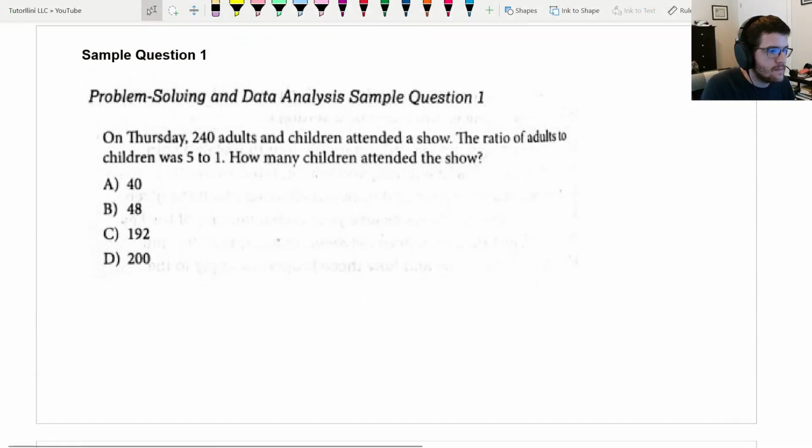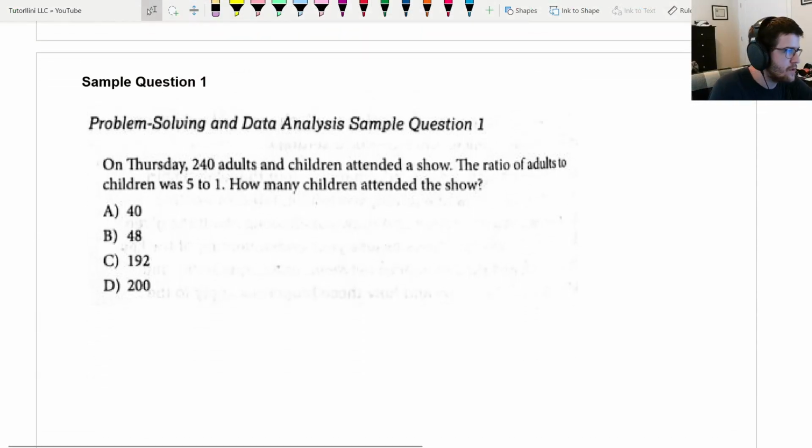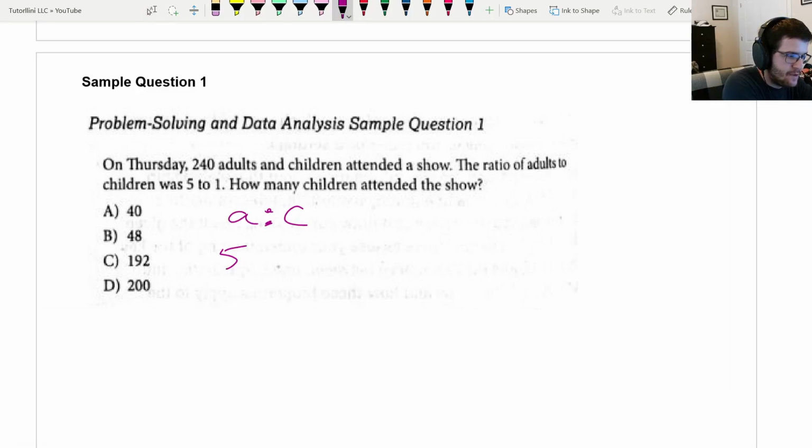Okay, this first question says the ratio of adults to children is 5 to 1. So we could view this as 5x and x, and we could call the total amount of parts 5x plus x, which is 6x.